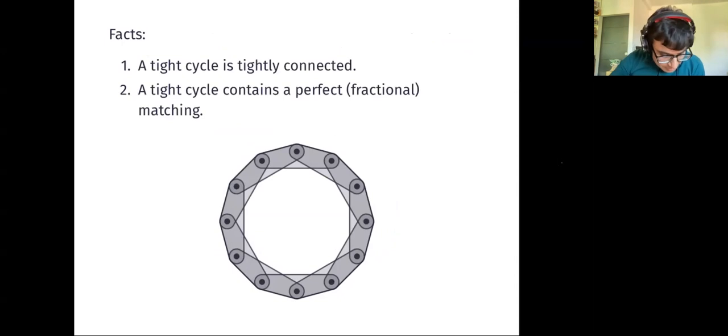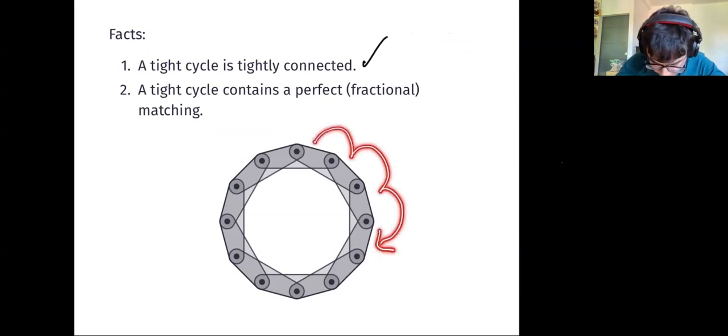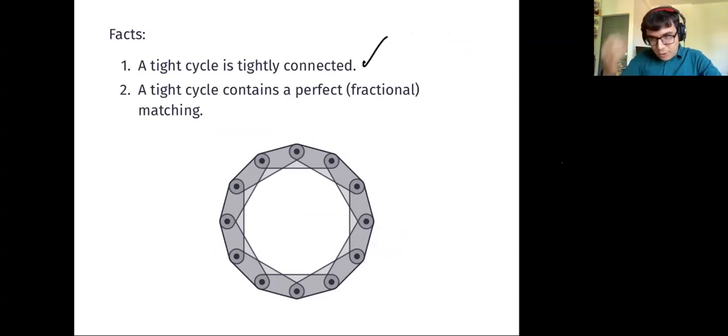And again, let me say some obvious things. A tight cycle is actually a tightly connected graph. This is something you can try to check easily. If I have an edge like this, I can just follow the edges in this order. You can find a walk between any pair of two edges. Something that is also true is that a graph which is a tight cycle contains a very good matching. You can actually find a perfect fractional matching in this tight cycle.